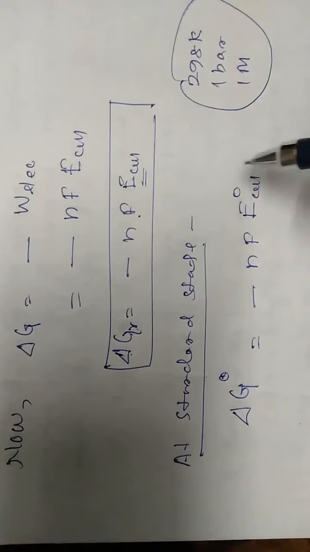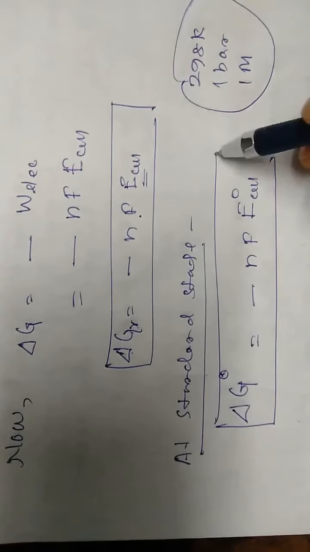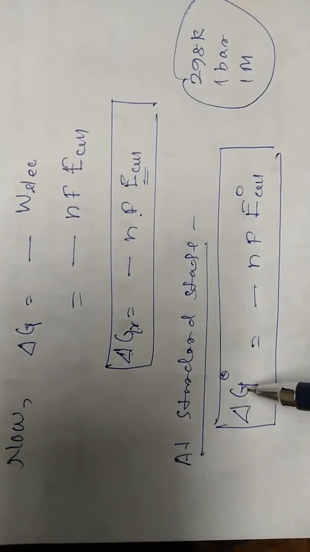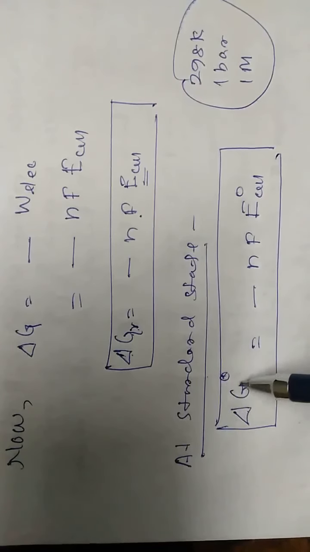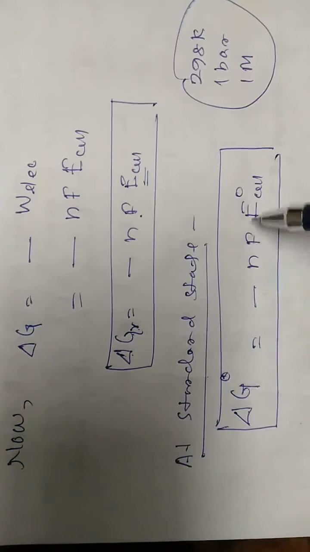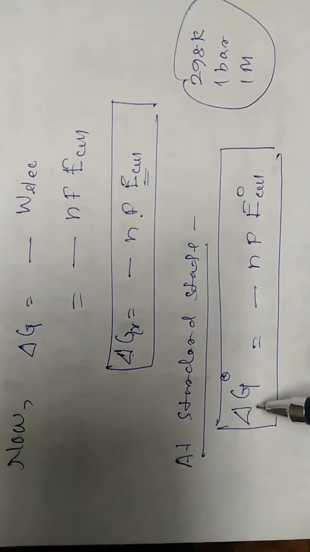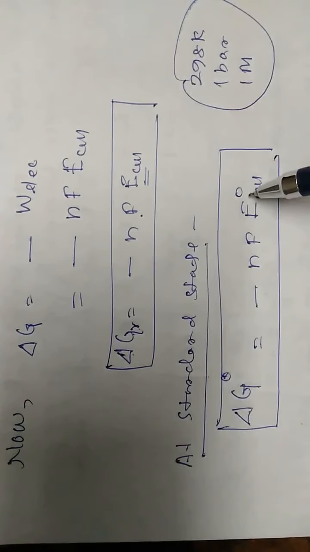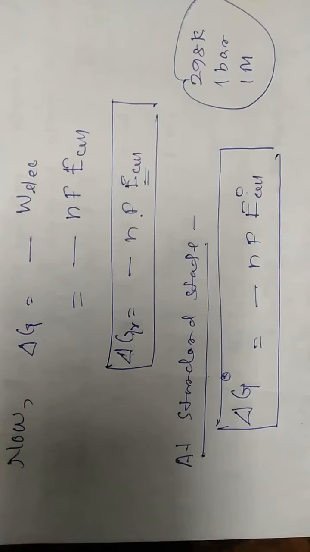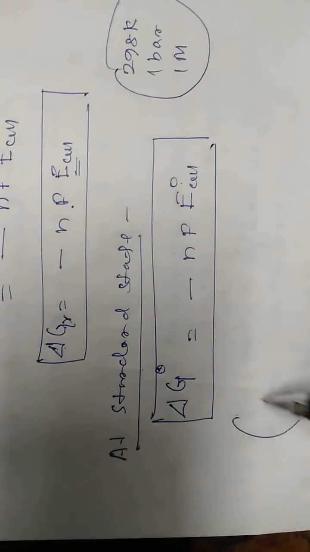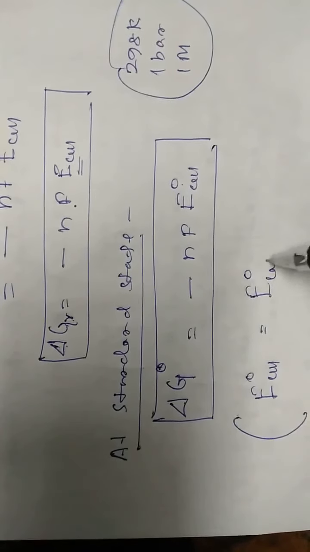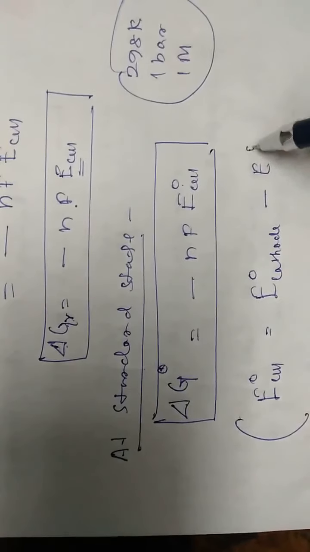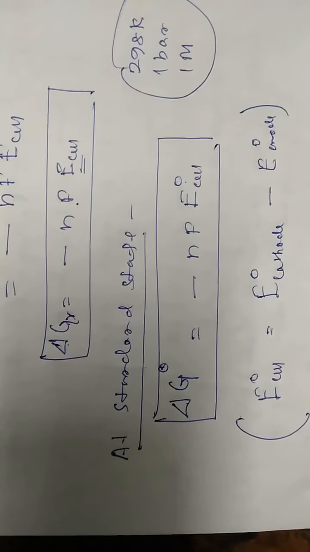E naught cell is the standard cell potential. So this is the relation to find out standard Gibbs energy change for an electrochemical cell. Naught represents here standard Gibbs energy. So standard Gibbs energy change find out करने के लिए then first of all we have to calculate standard cell potential for an electrochemical cell. What is the relation to find out standard cell potential for an electrochemical cell? Standard cell potential equal to standard reduction potential of cathode minus standard reduction potential of anode.